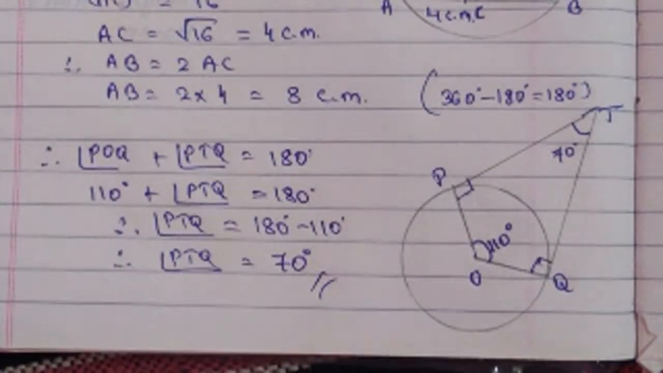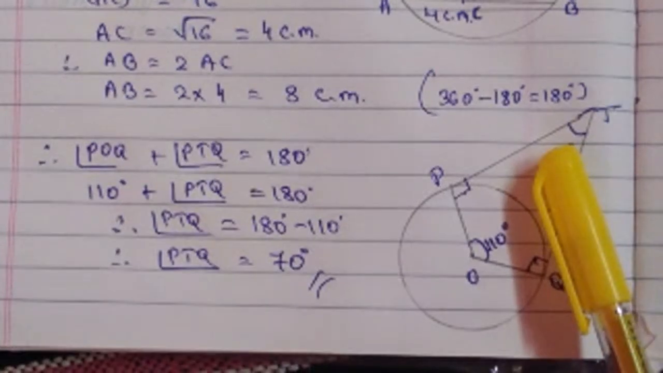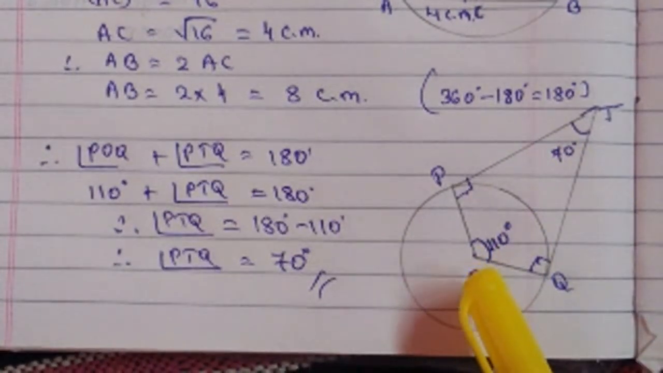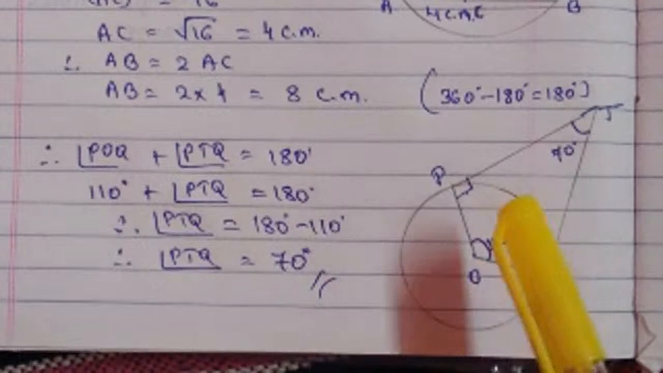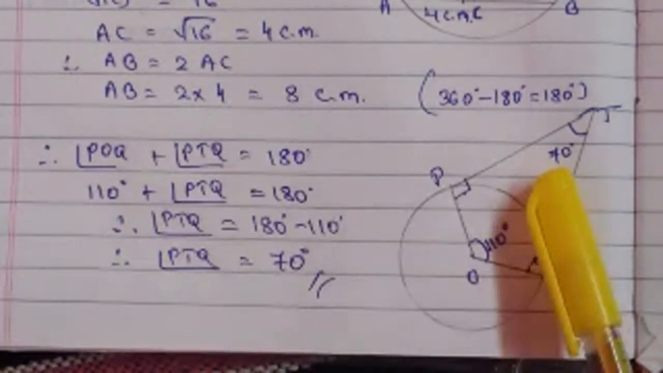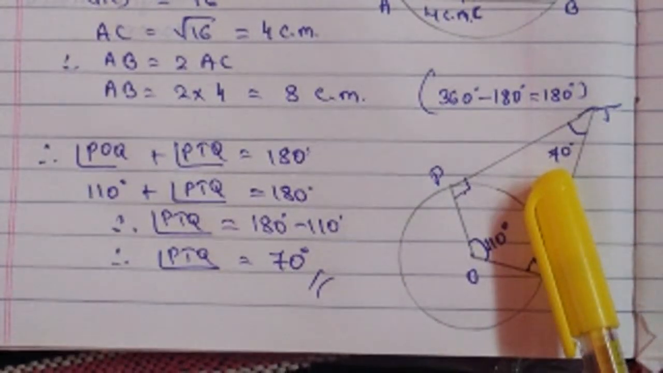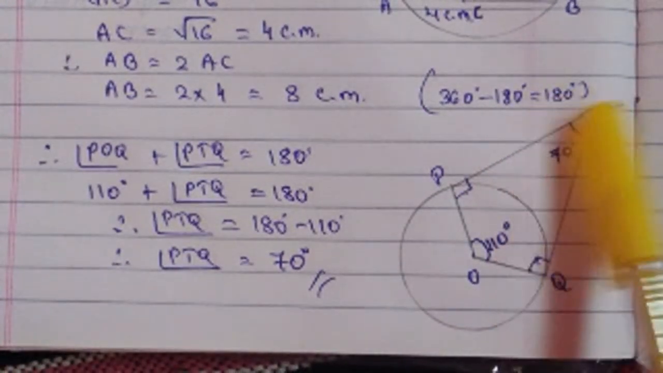If this is 100 degree, that means this is 180 degree. If this is 130 degree, that means this is 50 degree. It will not reverse, because here we can't get an obtuse angle.